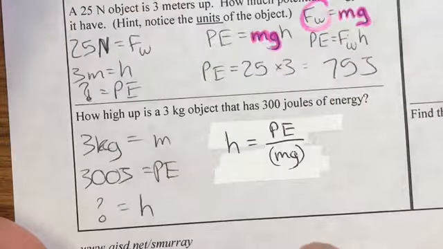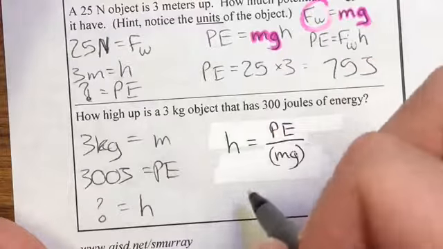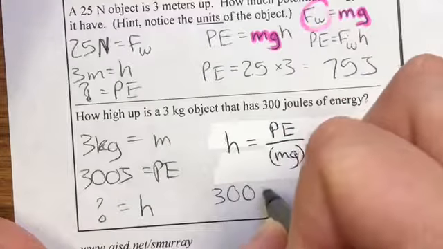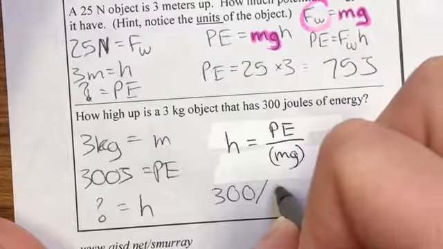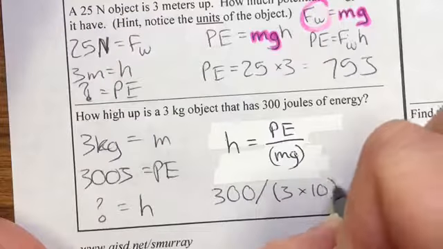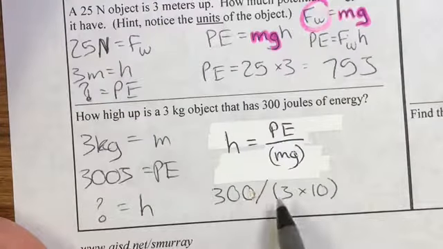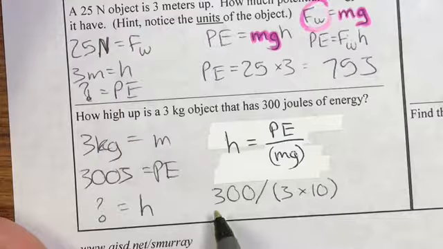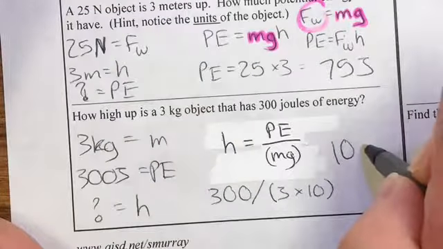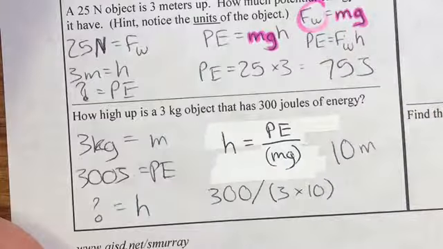Parentheses around the mass and gravity. So when you put this in the calculator, make sure you include those parentheses. In your calculator is going to be 300 divided by parentheses mass of 3 times gravity of 10 close parentheses. So 3 times 10 is 30. 300 divided by 30 is 10. Height measured in meters.